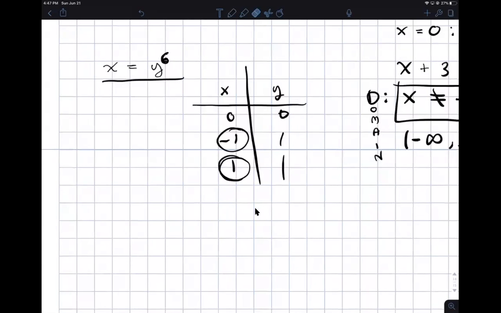Wait, is this right? Hold on. Different x. There are different y values for the same x value. Well, either way, I think if you look at the graph, it should make sense, right?